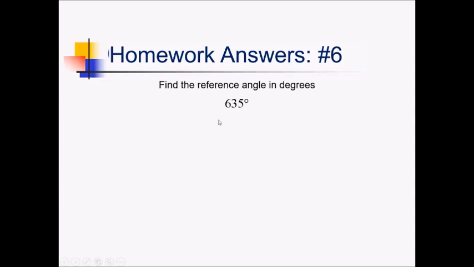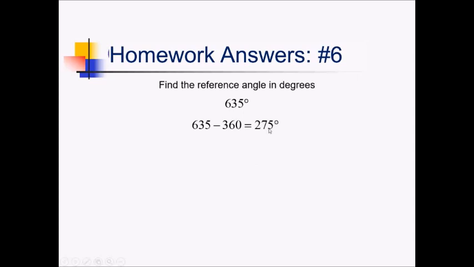To find the reference angle for 635 degrees, let me first subtract 360 so I can at least figure out where that is in just one rotation around the unit circle. So subtracting 360, let's see here, 600 minus 300 would be 300, and 35 more gives 335. Subtract another 60, and we have 275.